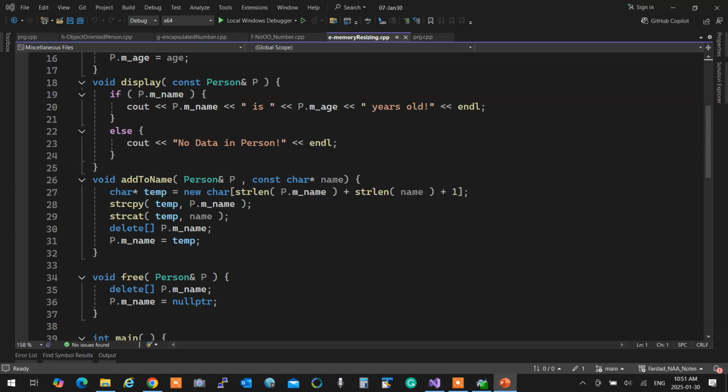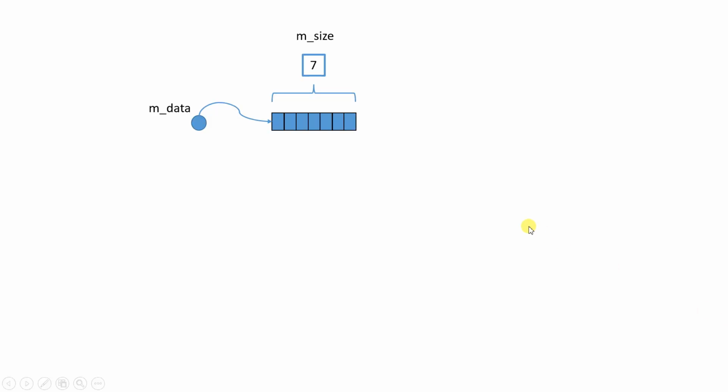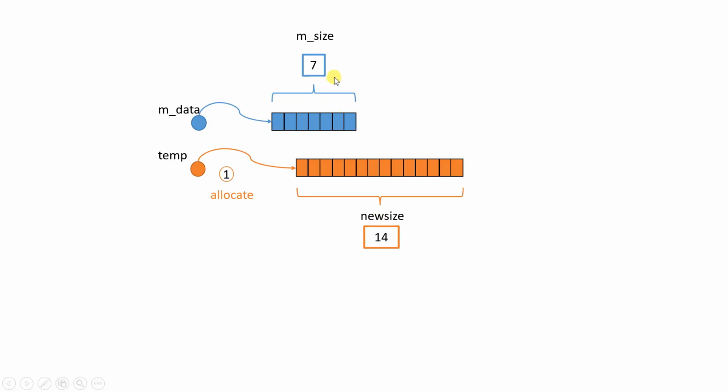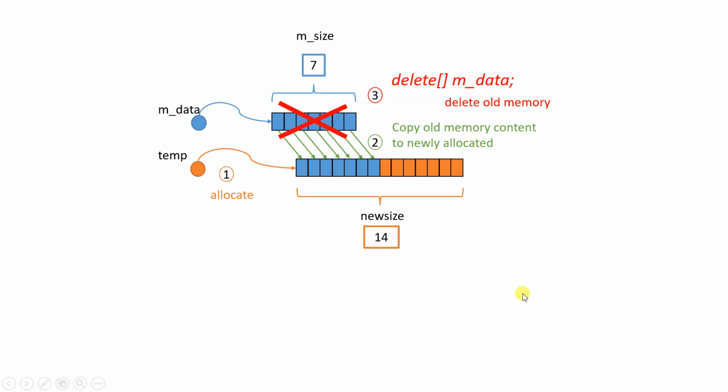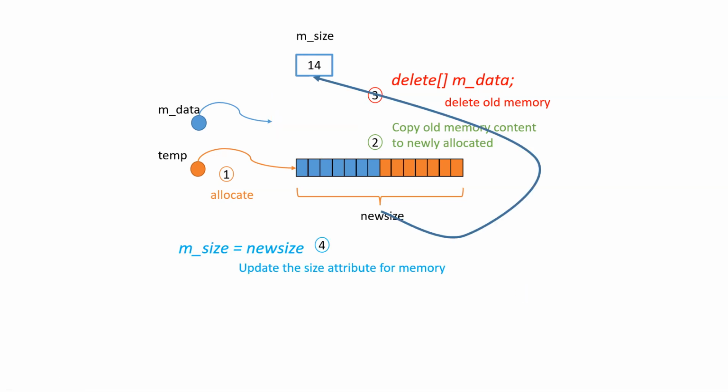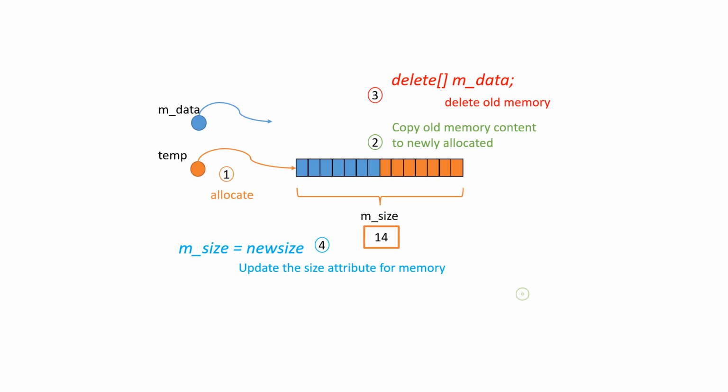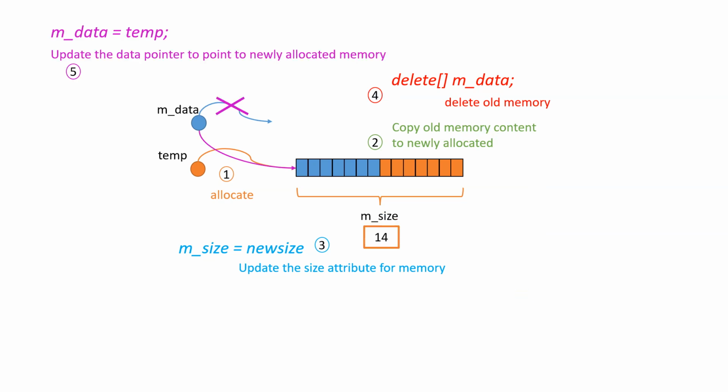And we said that to resize the memory, we need to keep track of the size. We need to allocate the new size that we want. We need to copy the old stuff to the new one. When we copied everything, we get rid of the old one. After getting rid of the old one, we make the pointer point to the newly allocated memory. We update the size.